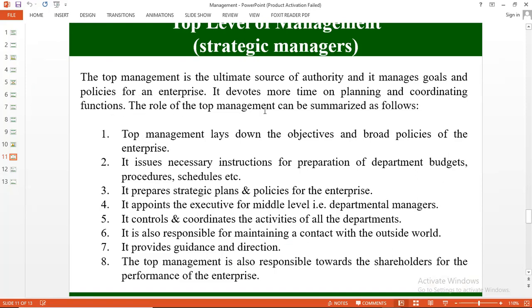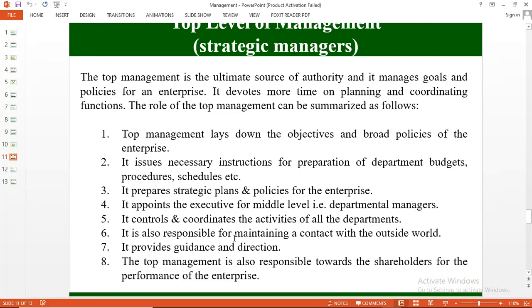The role of top management can be summarized as follows. Top management lays down the objectives and broad policies of the enterprise. It issues necessary instructions for preparation of department budgets, procedures, schedules, etc. Furthermore, it prepares strategic plans and policies for the enterprise. It appoints the executives for middle level, for example, departmental managers. It controls and coordinates the activities of all the departments.